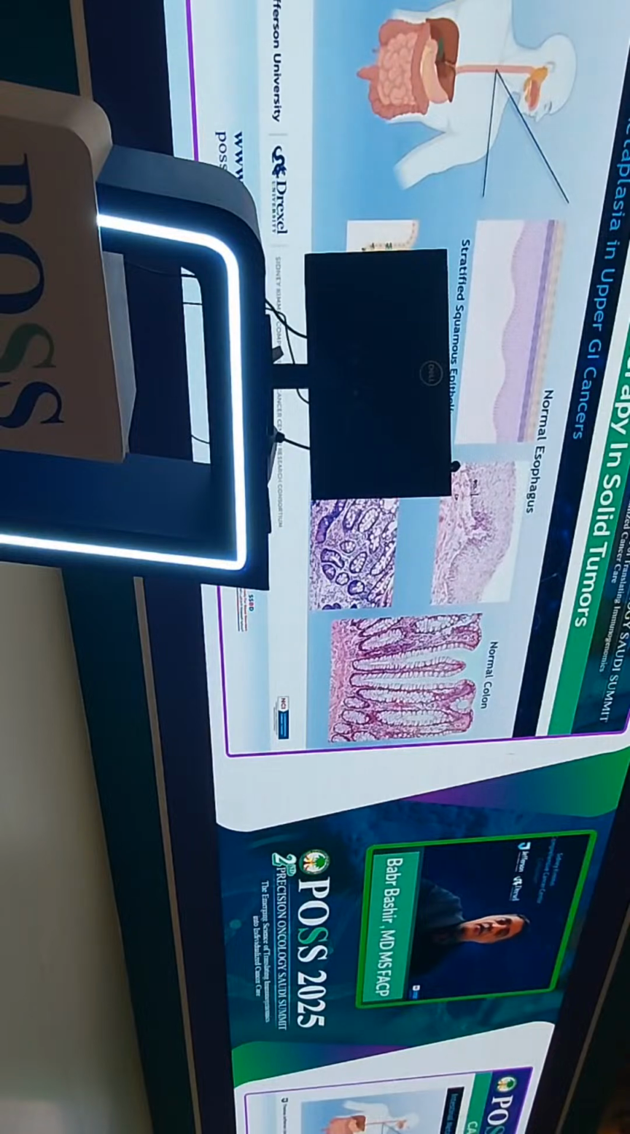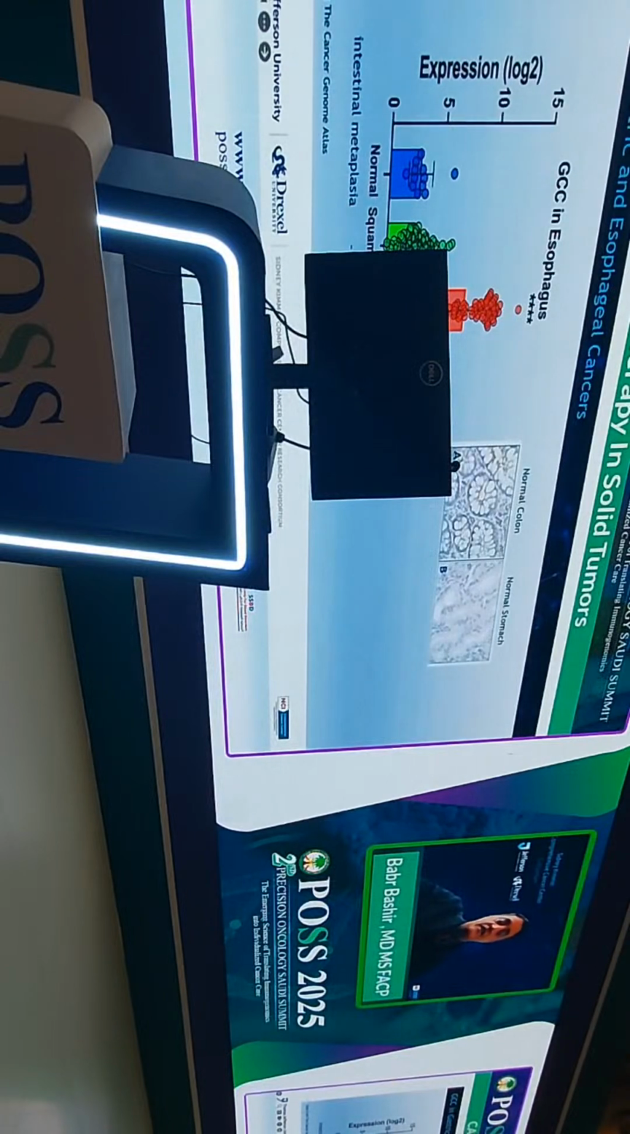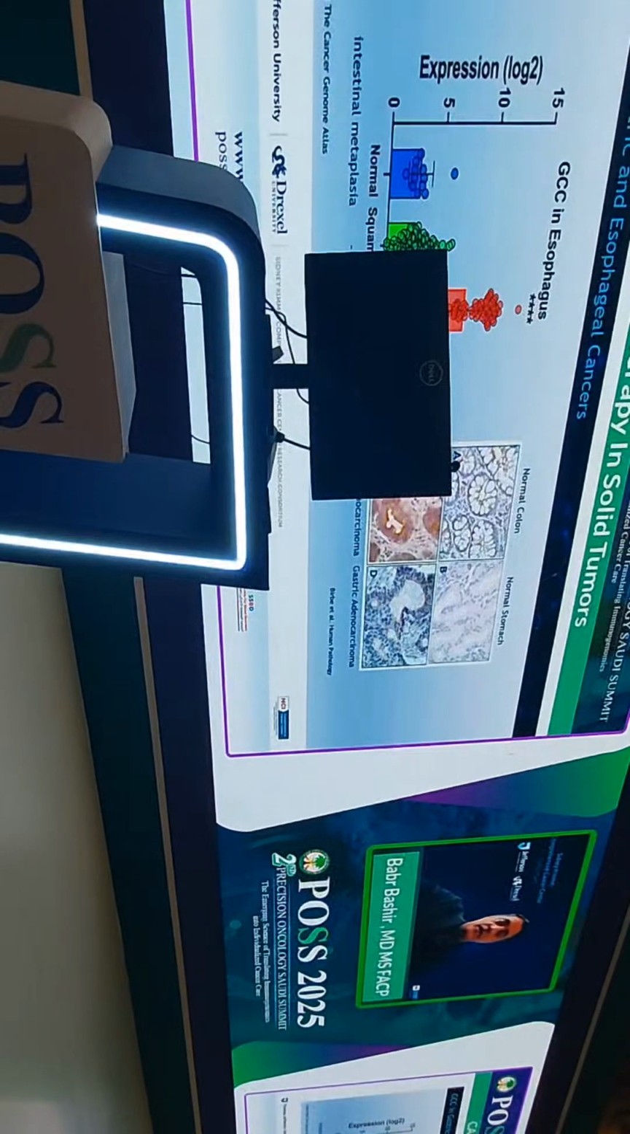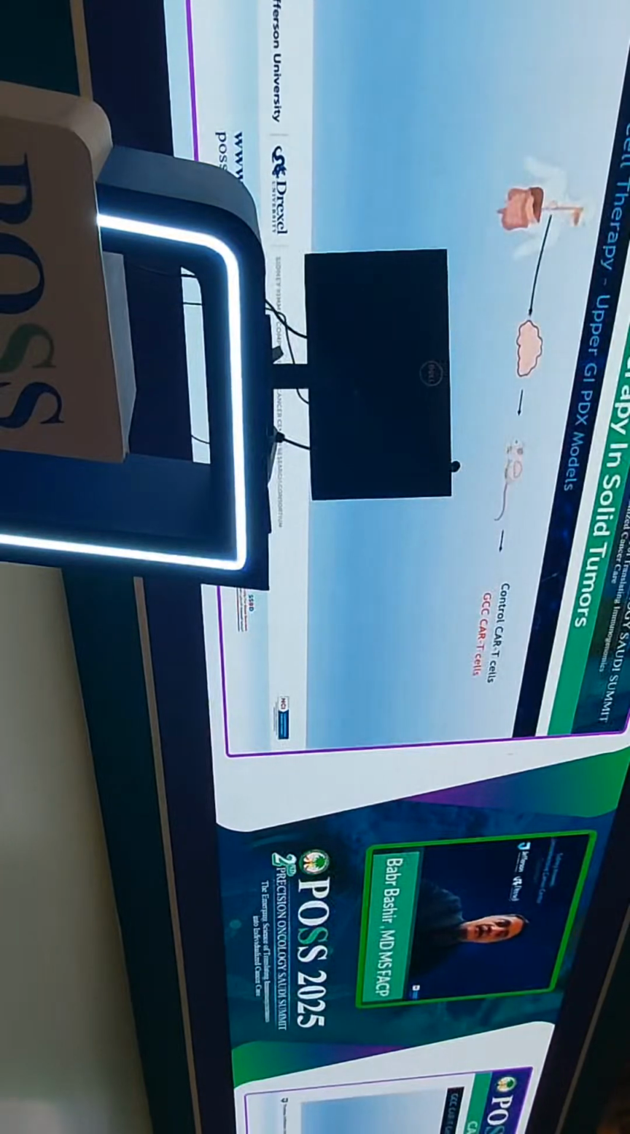And indeed, when we look at the expression profile of GCC in esophageal adenocarcinomas, we saw significantly increased expression compared to the normal esophagus. And this is why we think that GCC may also be a very relevant target for esophageal, gastric, and gastroesophageal adenocarcinomas. We did some work in the PDX model for patients with the help of our surgical colleagues in the institution.